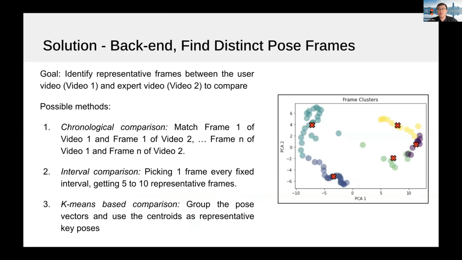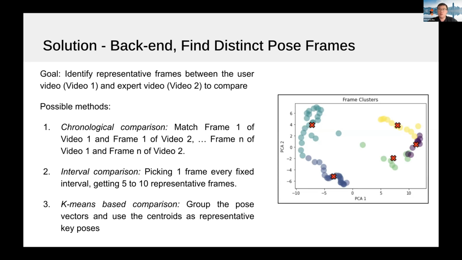And to compare two videos, the methodology is identifying matching frames or representative frames that capture the same key movements between the two videos. For instance, we're finding which frames in both videos depict the person's heel striking the floor. We considered three possible methods to create these matching frames.